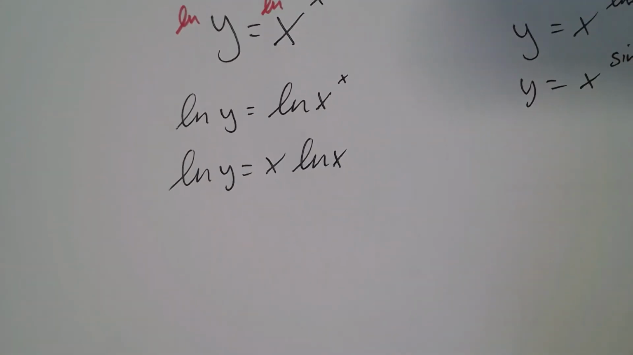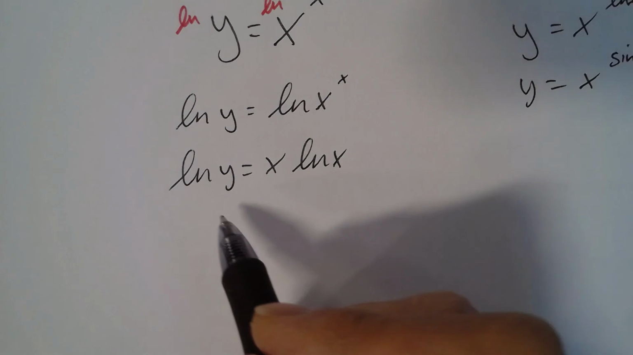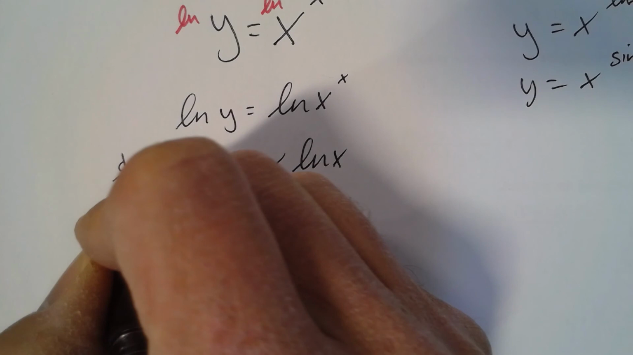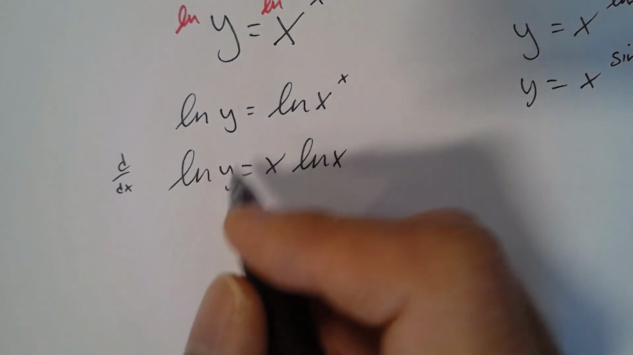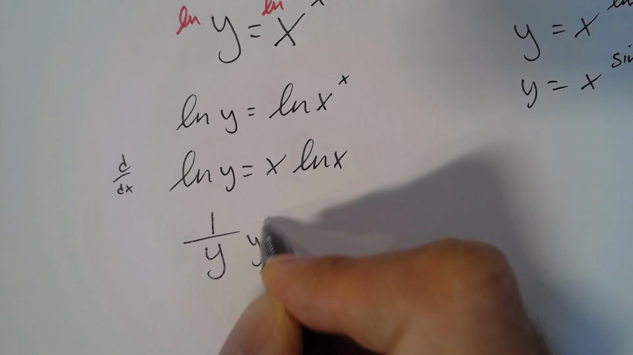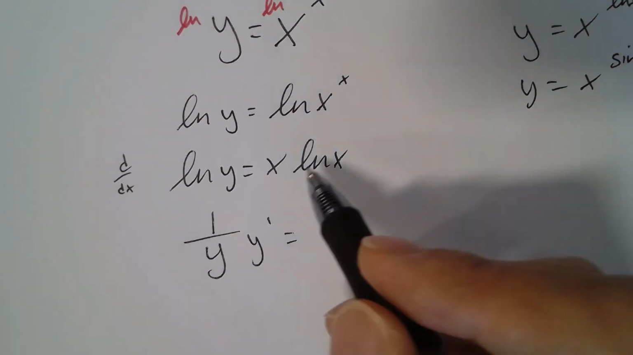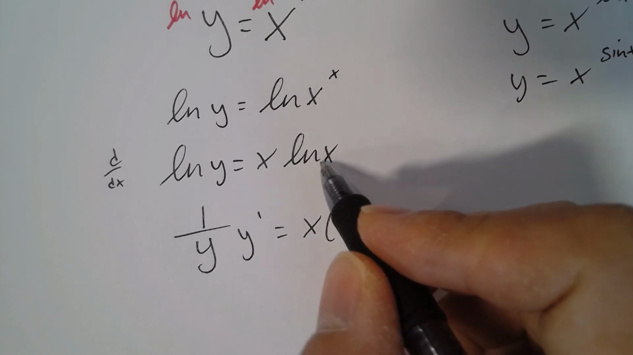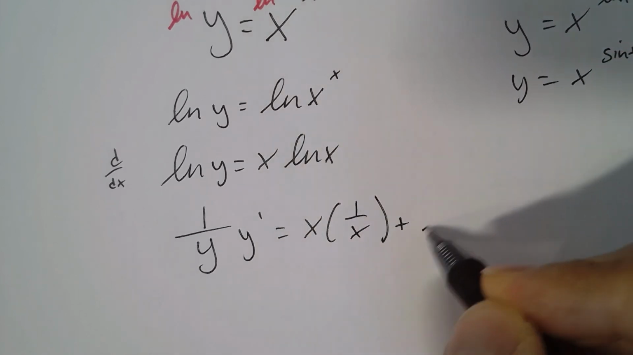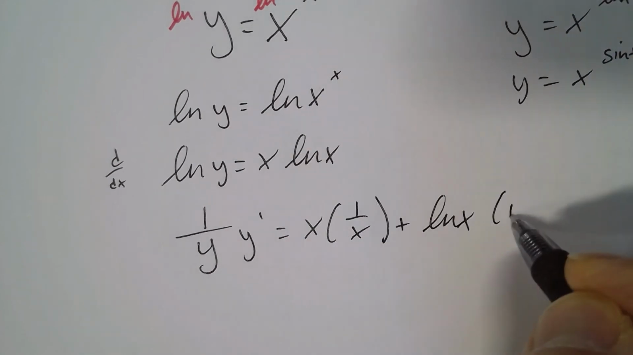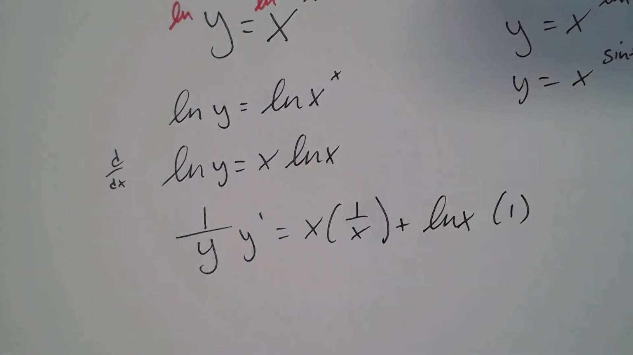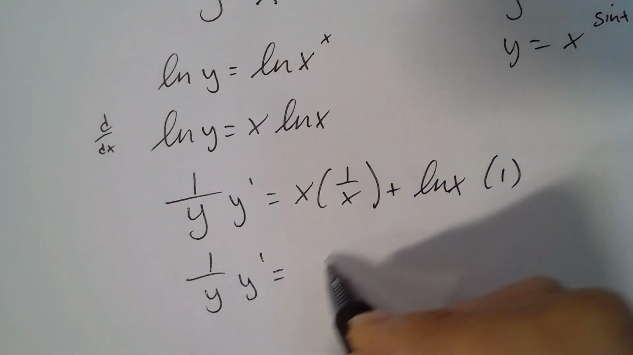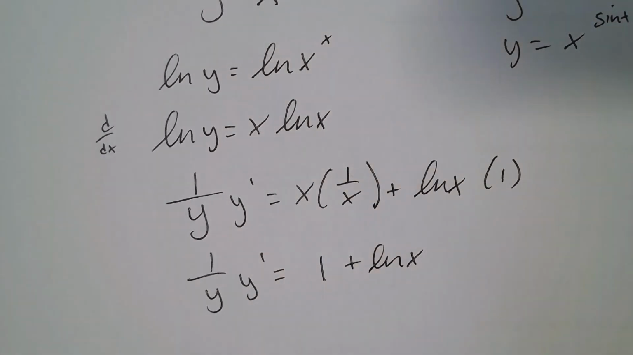Now we're ready to find the derivative. So once you get to this point, differentiate, so d dx each side. So the derivative of natural log y is 1 over y times y prime. The derivative of x natural log x is product rule, so x times the derivative of natural log x plus natural log x times the derivative of x. So 1 over y times y prime equals x over x, which is 1, plus natural log x.